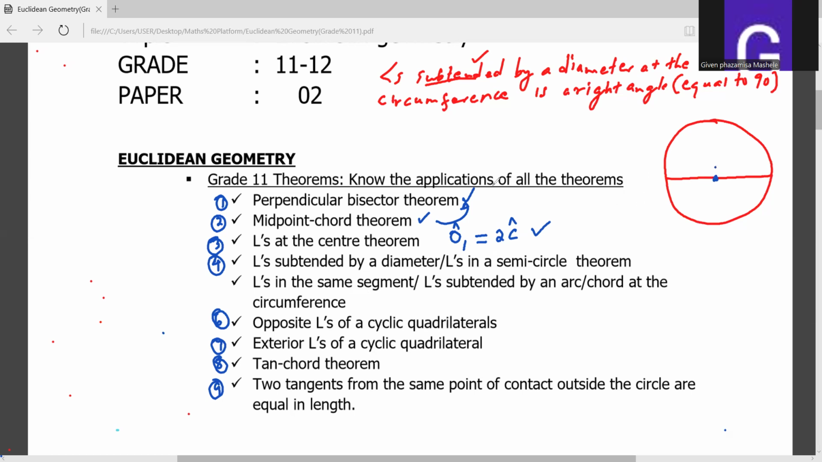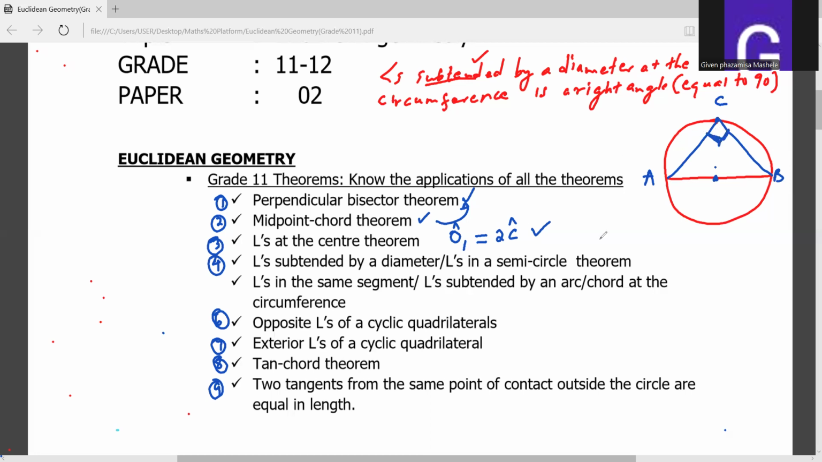So let's say we have a diameter, let's call it diameter AB. According to this theorem, if you have a diameter and you find that there's an angle being formed from the diameter, but it is at the circumference, it means it has touched the part of the circle. Then you must know that that angle is always equal to 90 degrees.